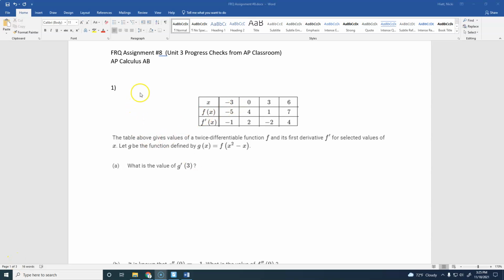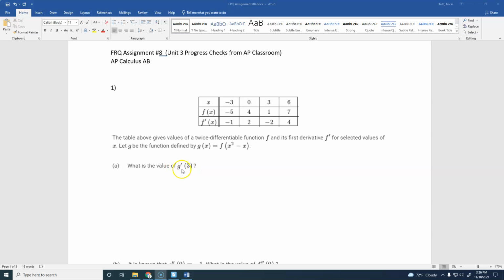Okay, for FRQ number 1, we have the table gives values of the twice differentiable function f and its first derivative f prime for selected values of x. Let g be the function defined by g of x equals f of x squared minus x. It's really important on these questions to make sure whether they're asking you about g or f. F is in the table, g is not. You've got to do more work for g.